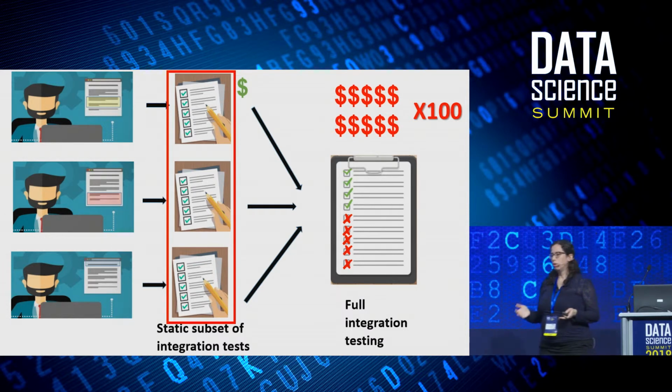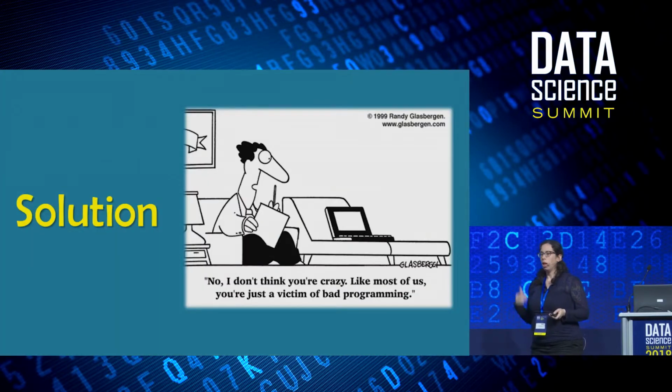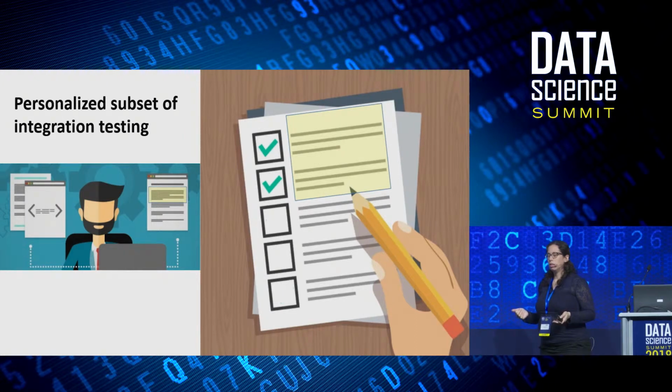We want to improve the static subset list, and by this, improve the whole process. We know we have a problem because our developers spend a lot of time debugging, and we wanted to give them a better solution for this problem. So our idea was to create a personalized subset of integration tests.